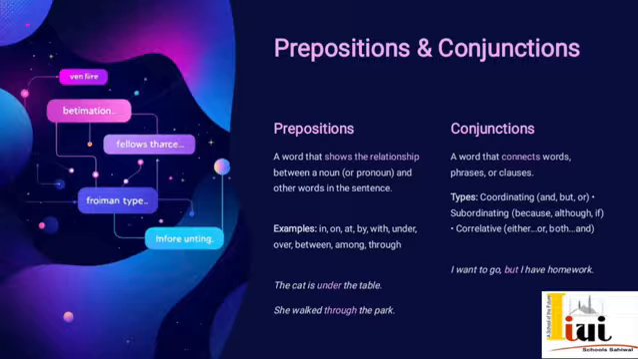Correlative conjunctions are used in pairs. For example, both, and; either, or. For example, I want to go, but I have homework. But is a conjunction in this sentence.